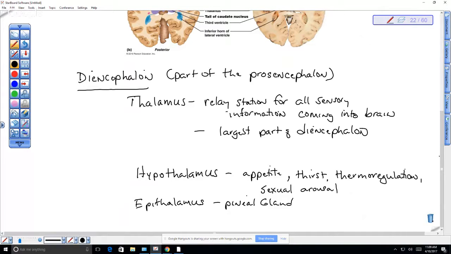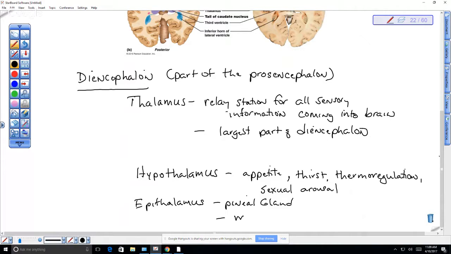And what substance does the pineal gland produce that you could actually go to a pharmacy in town and buy to supplement? So you could actually take it as a pill. Does anybody know? Melatonin, right?